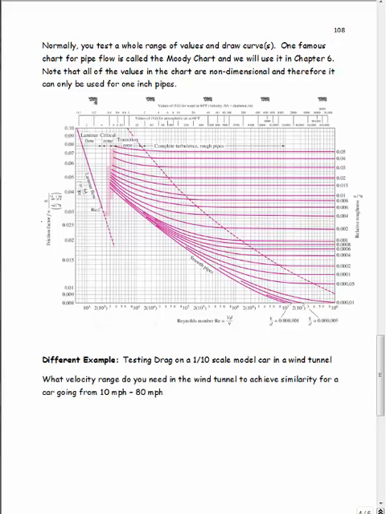Okay, so notice all the values in this chart are non-dimensional. Okay, that means you can only use it on 1-inch pipes.